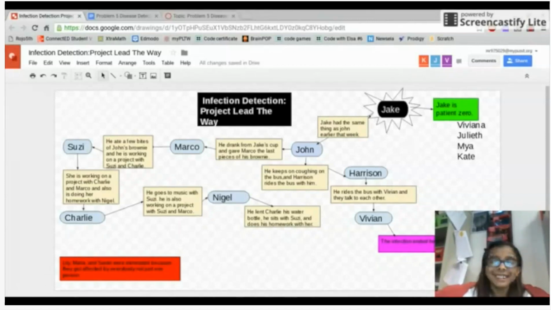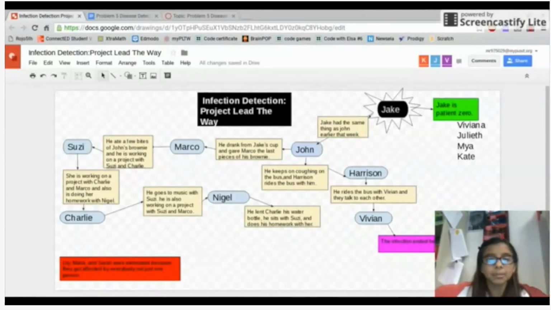John keeps on coughing on the bus, and Harrison rides the bus with him. Harrison rides the bus with Vivian, and they talk to each other. Vivian, the infection ends here.